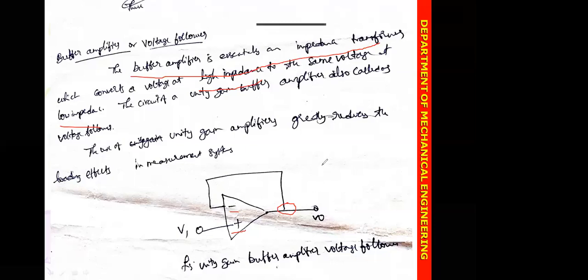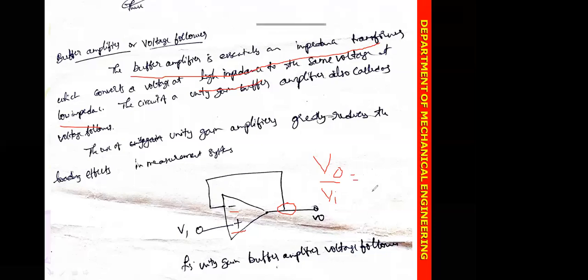So the gain is V naught by Vi. What is V naught by Vi? Anybody? Here both are the same, V naught by Vi is equal to 1. What is the gain in this voltage amplifier? Anybody? Here the output voltage is the same as the input voltage.